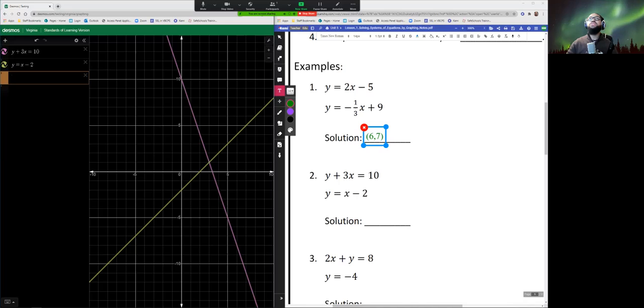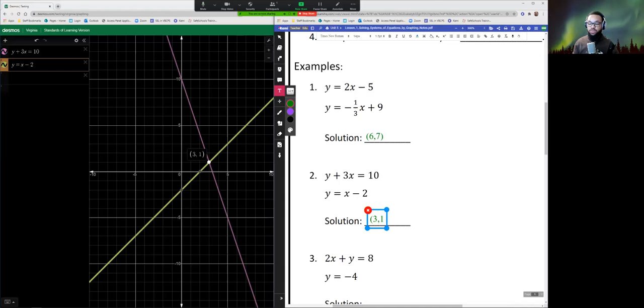And here we see, let me click back on that. Here we see this is our point of intersection, (3, 1). And now we're just going to type that in as our solution. Once again, don't forget those parentheses, (3, 1). All right, so that's not too hard.